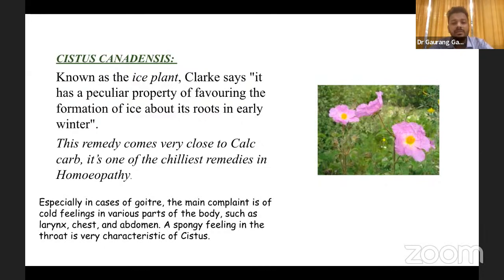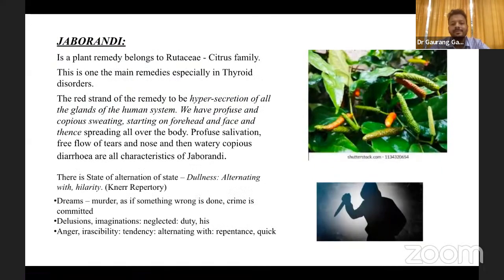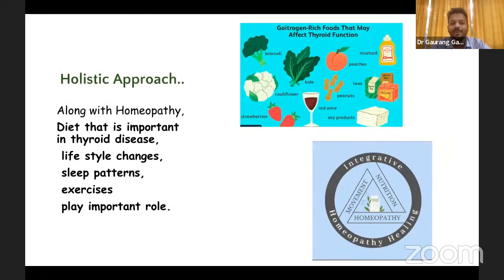Cistus canadensis, which is one of the chilliest remedies in homeopathy. Typically very, very cold, very, very chilly, with a spongy feeling in the thyroid, and the feeling as if when they breathe, a lot of cold air is passing through. Imagine how you feel inside when you have menthol. That's a typical state of Cistus canadensis. And so on. There are too many remedies. I'm not going to tell you all of them.